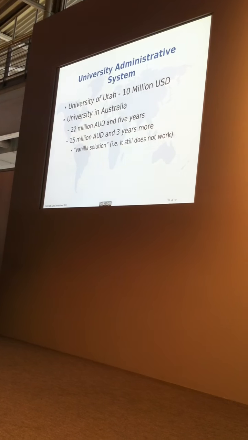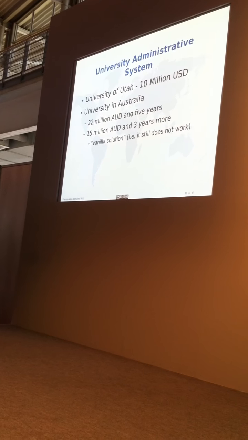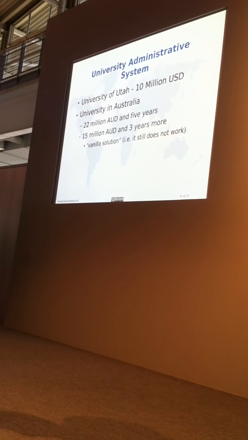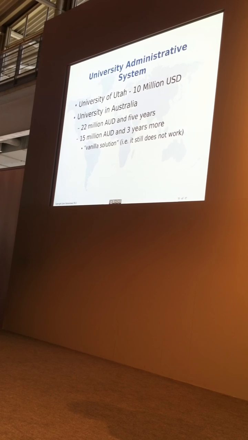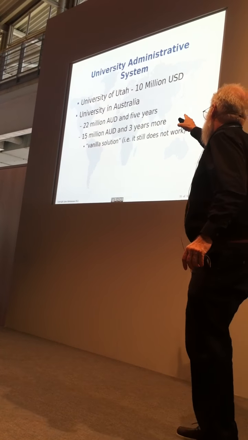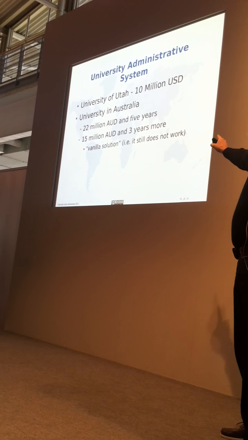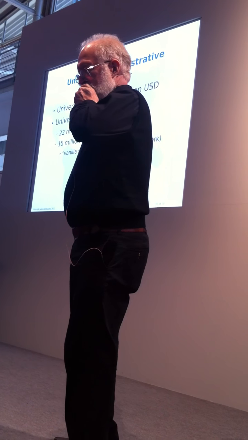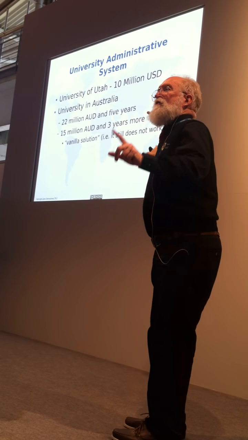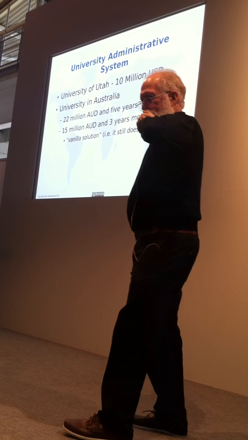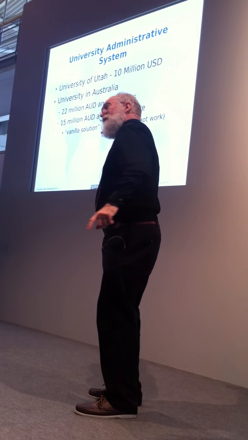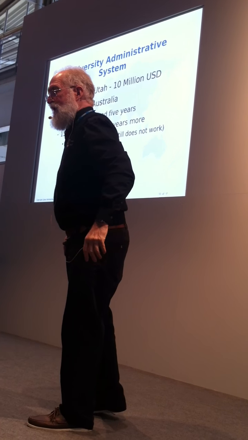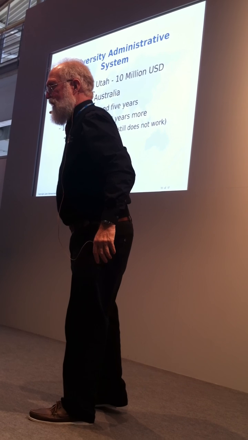But it's not just about the teaching, it's not just about the students, it's also about the administration of the schools. The University of Utah was going to spend $10 million on an administrative system for running the school. There's a university in Australia that already spent 22 million Australian dollars on a very expensive system called PeopleSoft. Okay? And it still didn't work for them. And PeopleSoft told them it was going to take them another 15 million Australian dollars and another 3 years to give them a vanilla system that still wouldn't meet all of their needs.